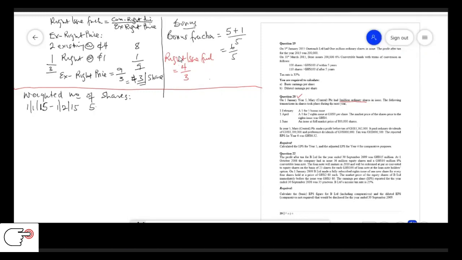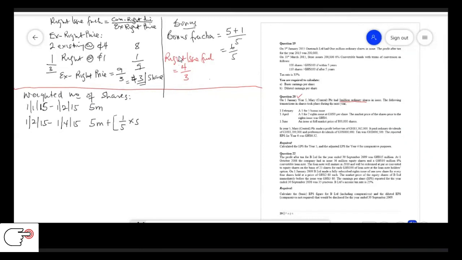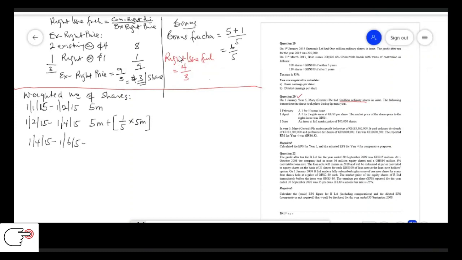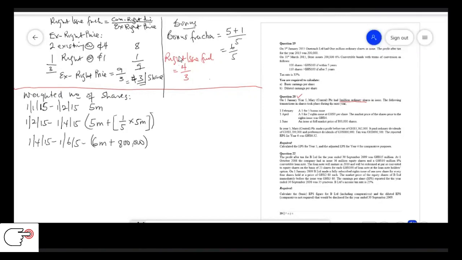That was 5 million, right? Then from 1st February 2015 up to when the next issue was made, on 1st April, that is 5 million plus the bonus issue, one over five times 5 million. That will give us 6 million. Now from 1st April 2015 up to when another issue was made, 3rd June, it will be this 6 million plus the next issue that was made, 800,000. So these are the shares that have been in issue. Now we have to go and multiply by the period.